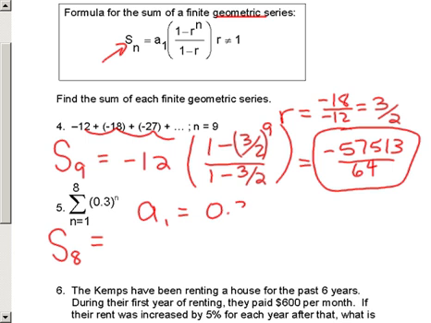Plug in 1. Plug in this number down here. If this was a 3, you'd plug in the 3. So 0.3 to the 1 is obviously 0.3. So A1 is 0.3. Parentheses 1 minus.